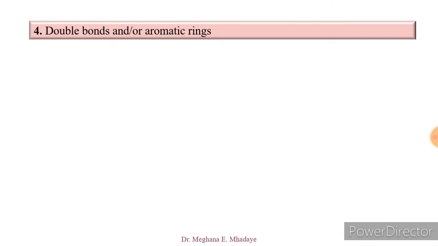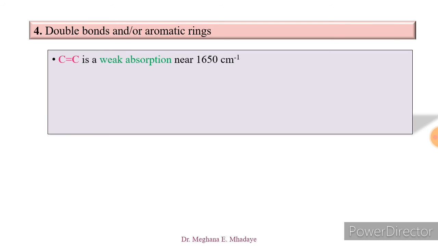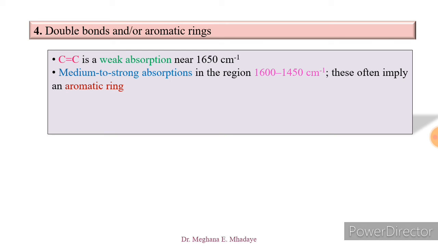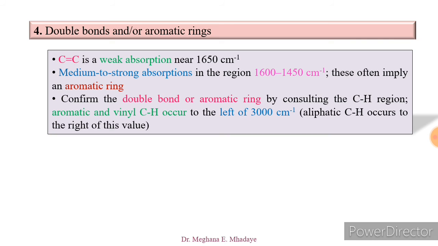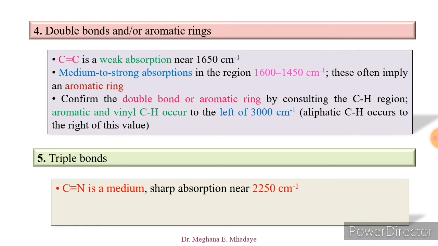Fourth one, double bonds and or aromatic rings. Carbon-carbon double bond is a weak absorption near 1650 cm inverse. Medium to strong absorptions near the region 1600 to 1450 cm inverse often imply an aromatic ring. Confirm the double bond or aromatic ring by consulting the CH region. Aromatic and phenyl CH occur to the left of 3000 cm inverse, whereas aliphatic CH occurs to the right of this value.